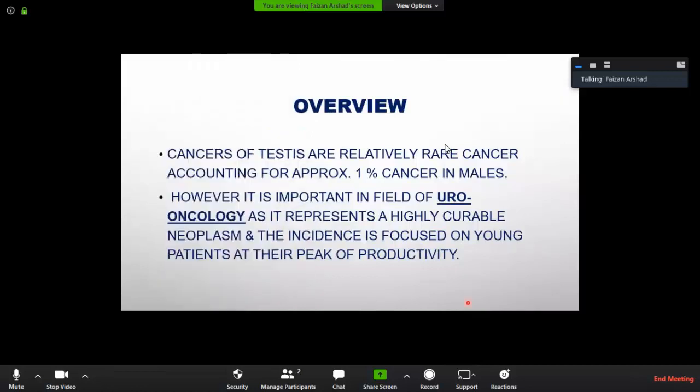An overview. Cancers of the testes are relatively rare cancers, accounting for approximately 1% of cancers in the male. However, it is important in the field of uro-oncology as it represents a highly curable neoplasm. The incidence is focused on young patients at their peak of reproductivity.